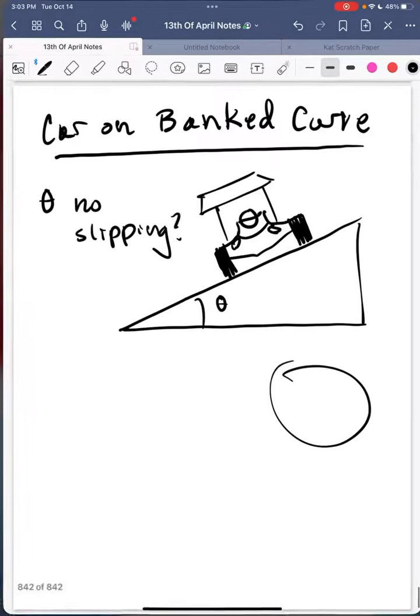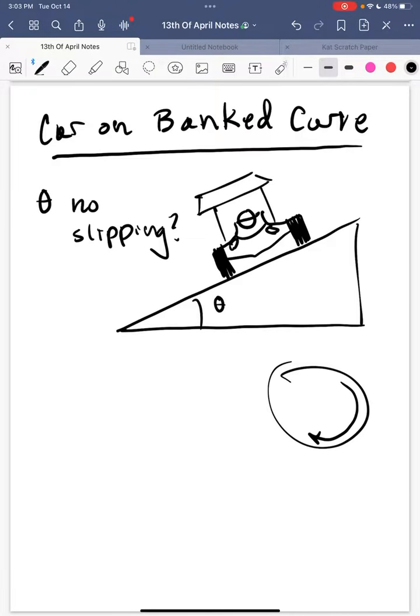The car is going around and around, and as it goes around, it's not really flying off the curve at all. It's being held there somehow. And we can imagine that there's no friction here. You might ask, how is the car held on the curve? Why doesn't it just slide off as it travels around and around?